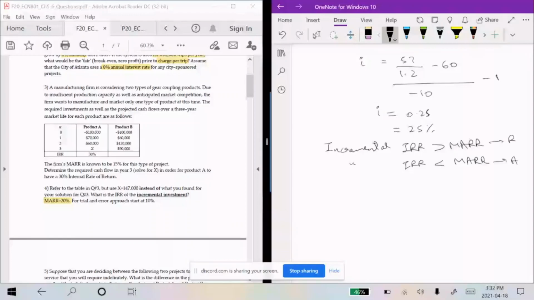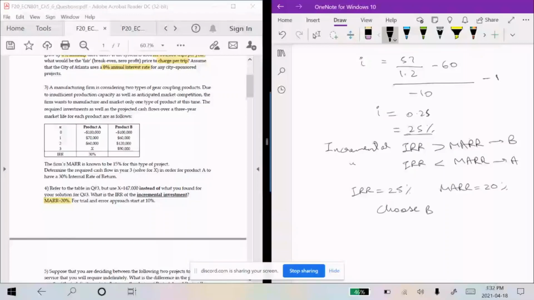In this case, the incremental IRR was 25%, and the MAR is 20%. So in this case, choose B. He didn't ask this of us in this question, but he could ask it in any other question. This is all you need to do: after you calculate the incremental IRR, you just need to compare it with the MAR.